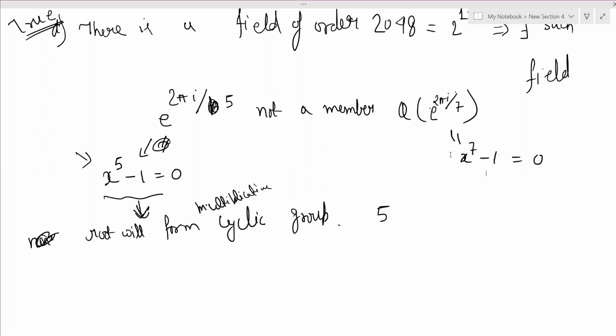Agreed or not? These fifth roots of 1 and seventh roots of 1 are entirely different, except that their primitive roots are different. One is in both, but we will not consider 1. All other elements here are of order 7 and here are of order 5, right?